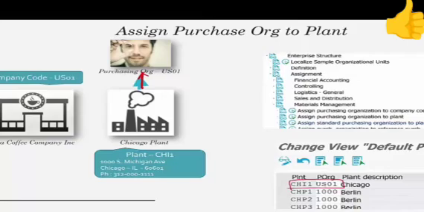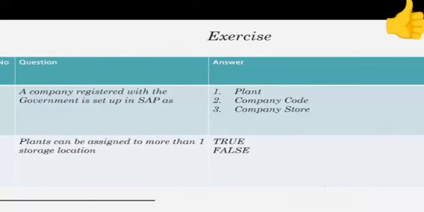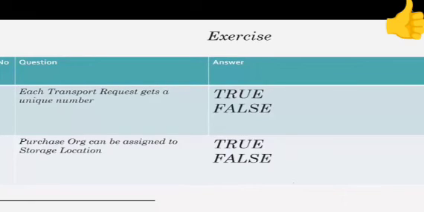Let's see a couple of questions. First question. A company registered with the government is set up in SAP as a plant or a company code or a company store. What's the technical word for it? Second question. Plants can be assigned to more than one storage location. True or false? Third question. Each transport request gets a unique number. True or false?